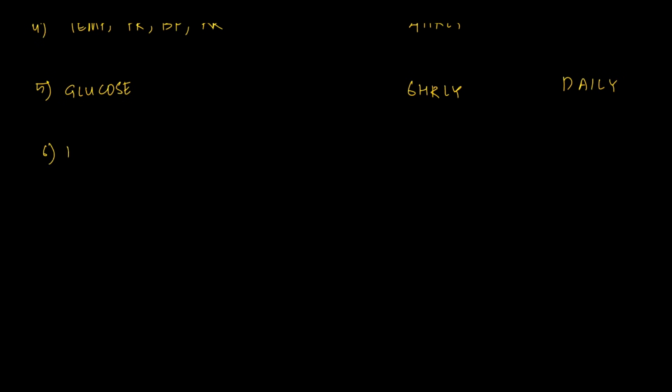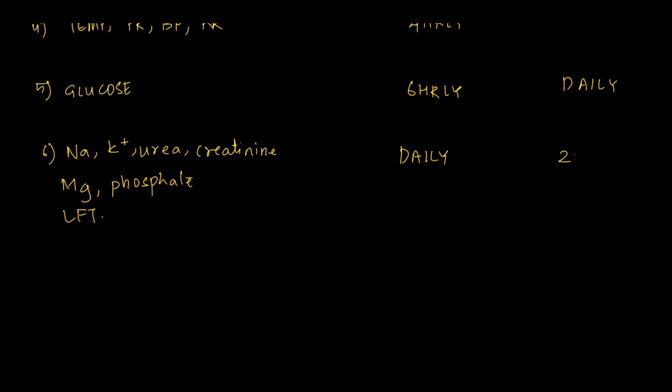Next, moving on to sodium, potassium, urea, creatinine, magnesium, phosphate, LFTs. So initially it is done daily, later twice a week would suffice. Coming on to CRP. This is to assess the presence of acute phase reaction. So initially it is done 2 to 3 times a week till it becomes stable, and then weekly would suffice.